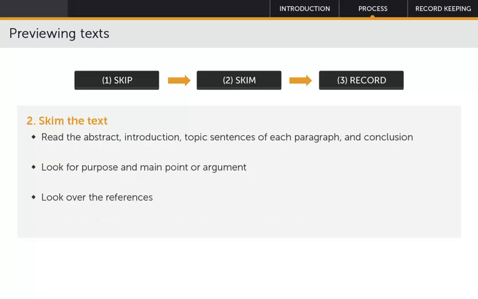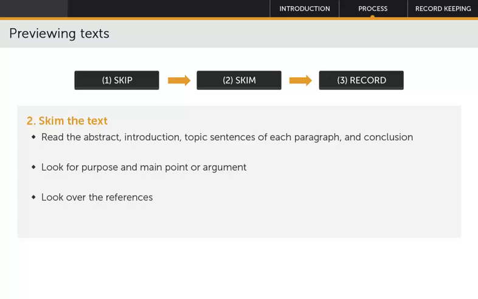If the text looks interesting and appropriate, skim the text to get the gist of it. Read the abstract, introduction, topic sentences of each paragraph, usually the first sentence, and the conclusion. The abstract and conclusion are useful because they summarize key information. The introduction is important because it contains the thesis statement, the main argument or point of the article.